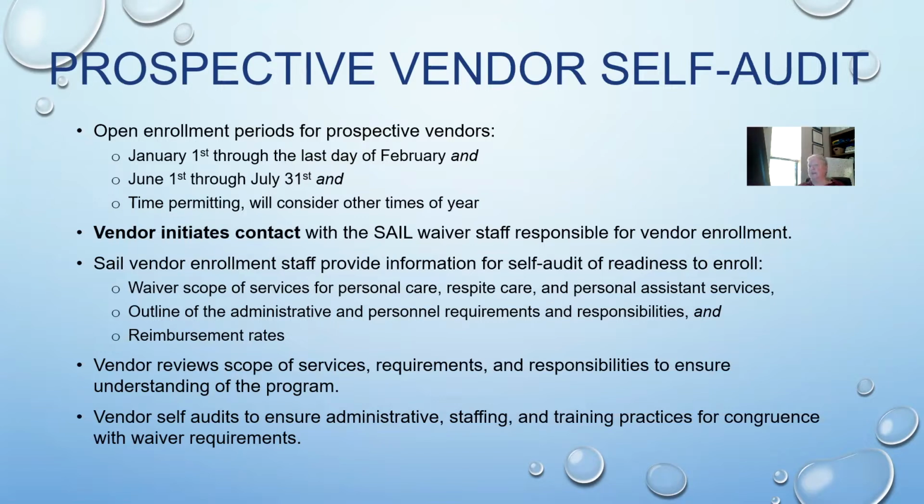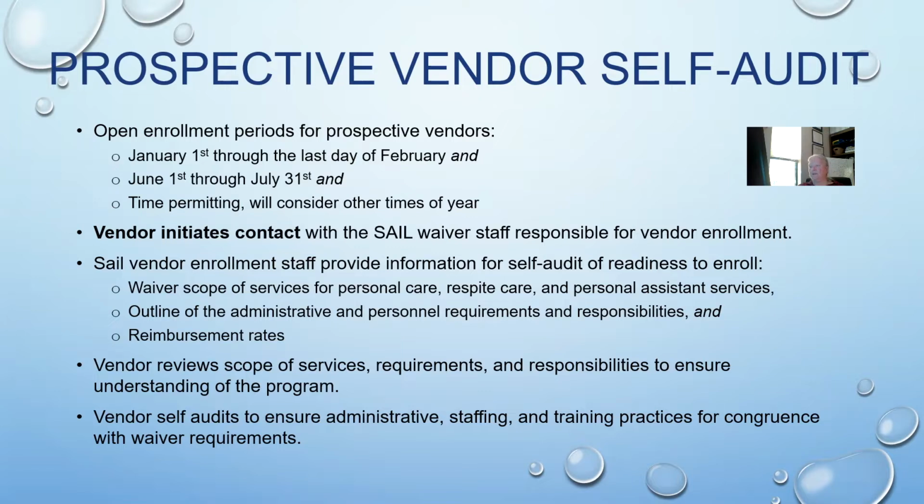So you have initiated contact, or you're going to, with the CELL waiver staff responsible for vendor enrollment, and the CELL vendor enrollment staff will provide information for self-audit of readiness to enroll. They'll give you the waiver scope of services for personal care, respite care, and personal assistant services, and outline the administrative and personnel requirements and responsibilities and the reimbursement rates.